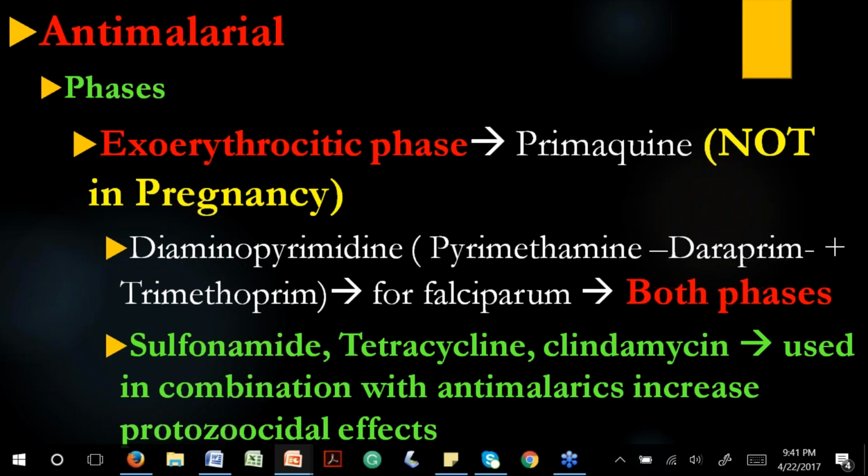Okay, we have other drugs that are going to act in two phases at the same time, in the erythrocytic phase and in the exoerythrocytic phase. Who is that? It is the pyrimethamine, Daraprim. Daraprim is the commercial name. With Daraprim we are going to add the trimethoprim, that is actually an antibiotic. That is mostly used for falciparum, Plasmodium falciparum. That is the bad guy of all the malarias.